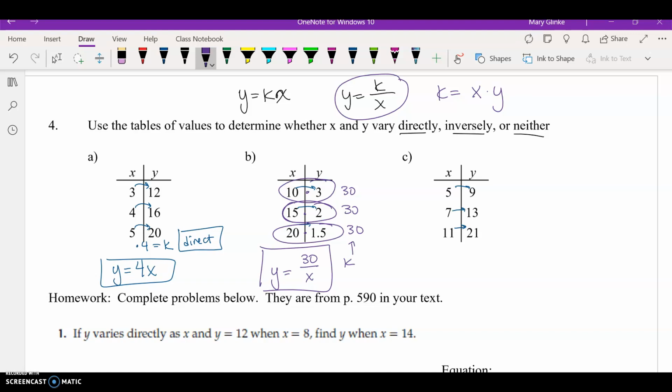And your last one, you're not going to multiply x to get to y by the same constant every single time. Also, when you start multiplying these together, that also does not work. So this is neither direct nor inverse. So we're just going to leave it as that. You don't have to write your equation.